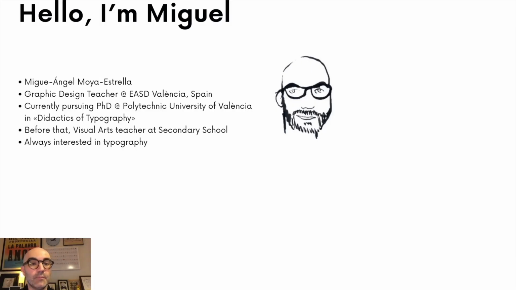I'm Miguel-Ángel Moya-Estrella, and I'm a graphic design teacher at the EASD València, Spain. I'm currently pursuing a doctoral degree at the Polytechnic University of València into the didactics of typography. Before that, I was a visual art teacher at secondary school until recently, and I always had an interest in typography. All this mix made me develop an interest in introducing typography not only in graphic design or journalism studies, but sooner, in secondary school or even before, why not?